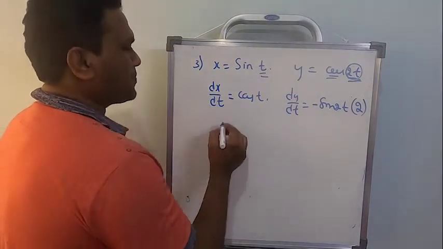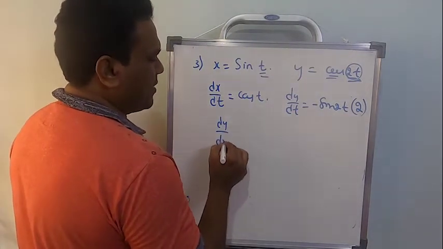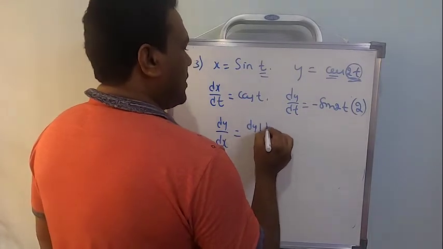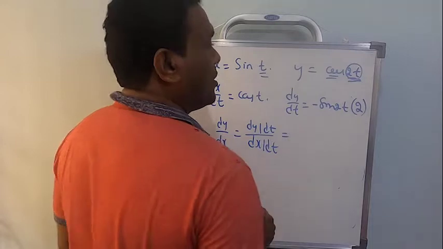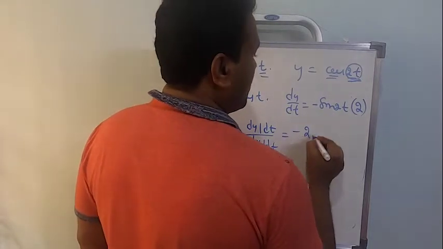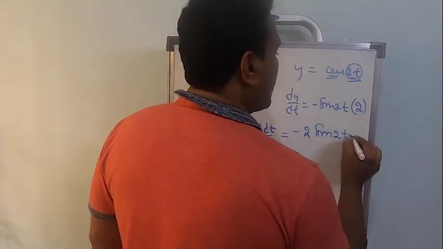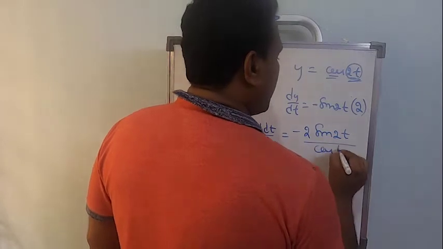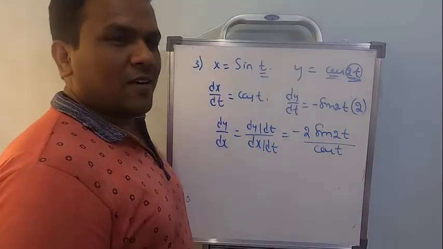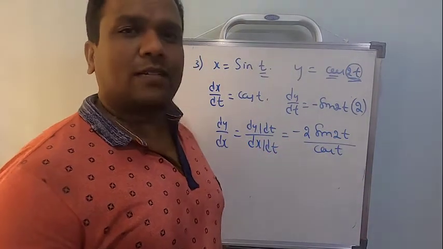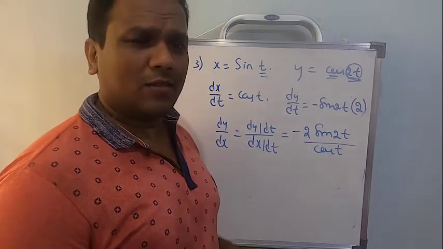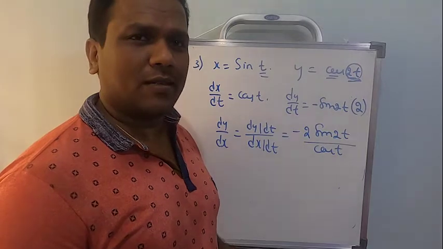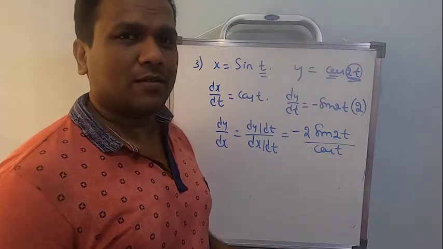Now the next thing, write dy by dx equal to dy by dt by dx by dt. So we have dy by dt here, minus 2 sin 2t, and in the denominator cos t. If you stop at this stage, then someone will think that you don't know the trigonometric topics, the trigonometric formulas.